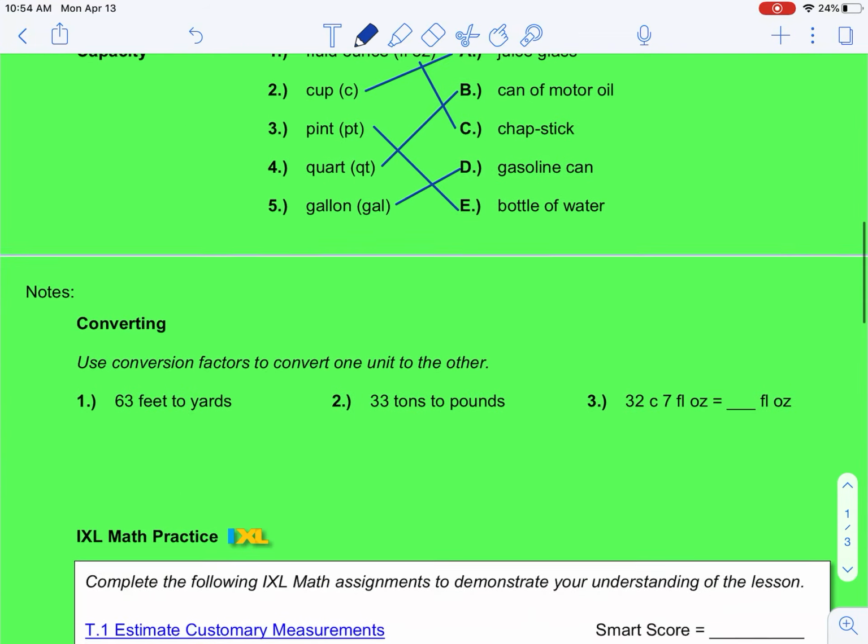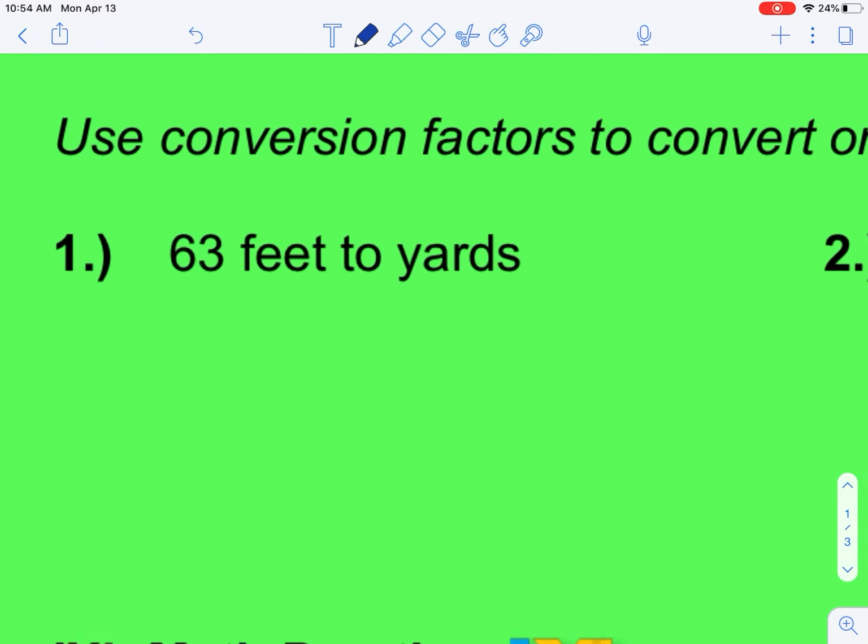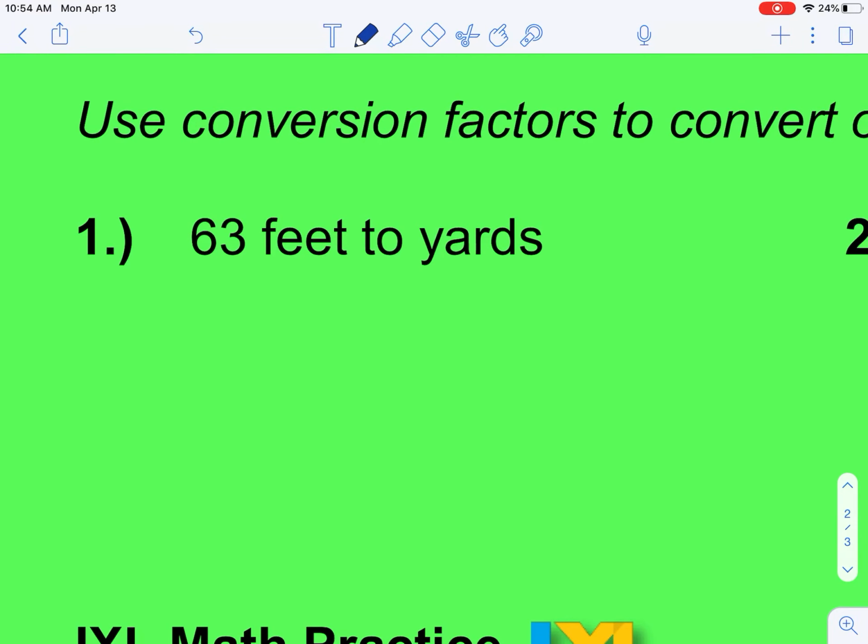All right, converting. We're going to use our conversion factors to convert from one unit to the other. I think the easiest way to use this is to use proportions. Just like in our story problems for proportions, we want to make sure things are set up nice and neat and organized. So let's take a look at number 1. Number 1, I have 63 feet to yards.